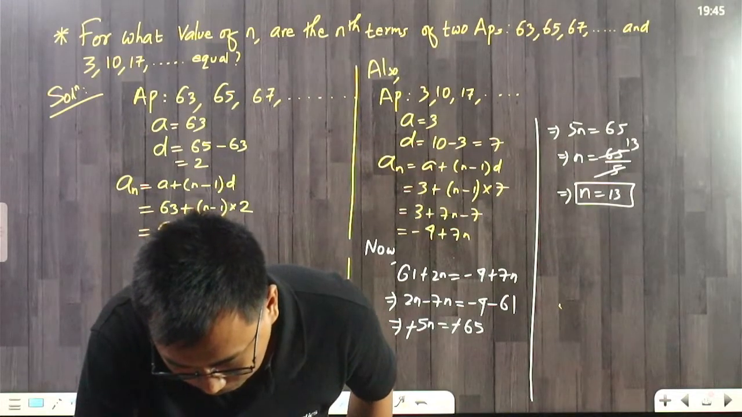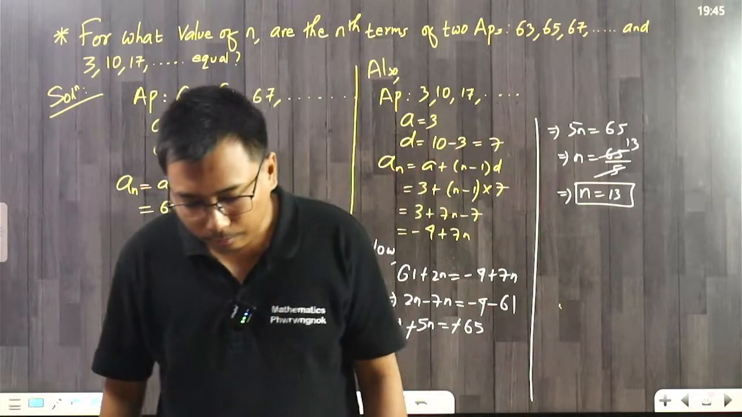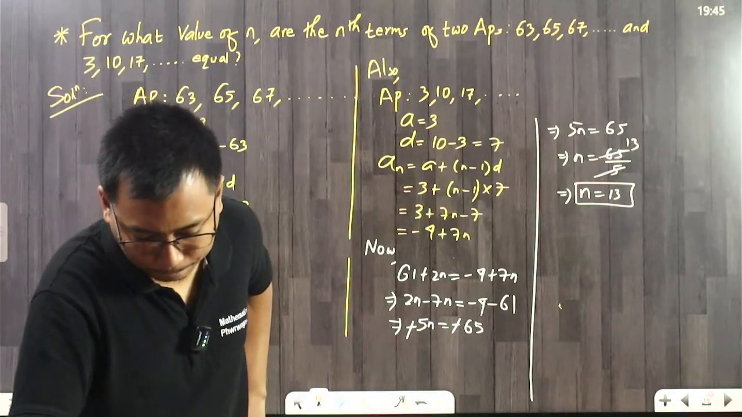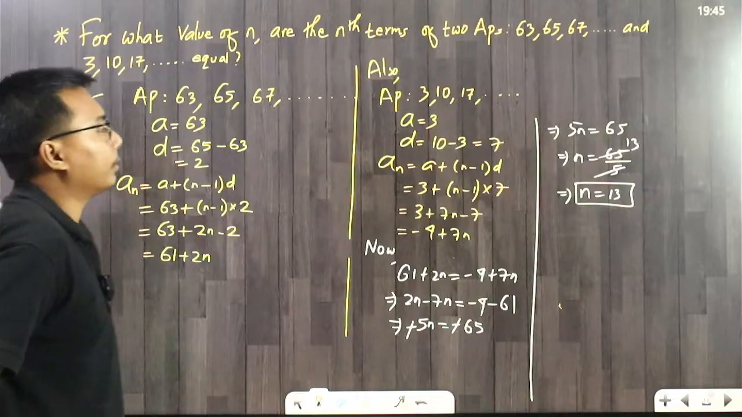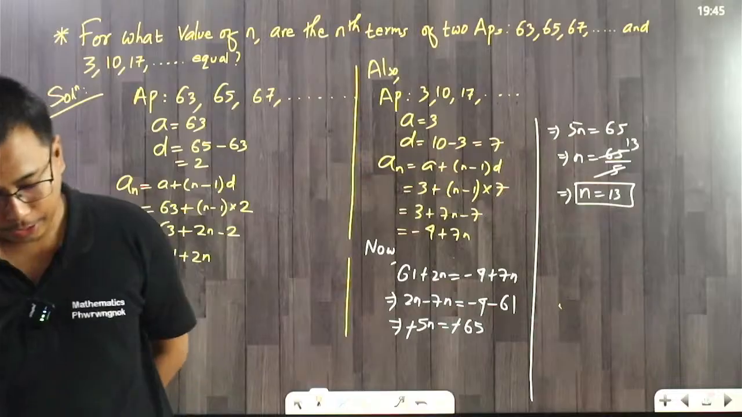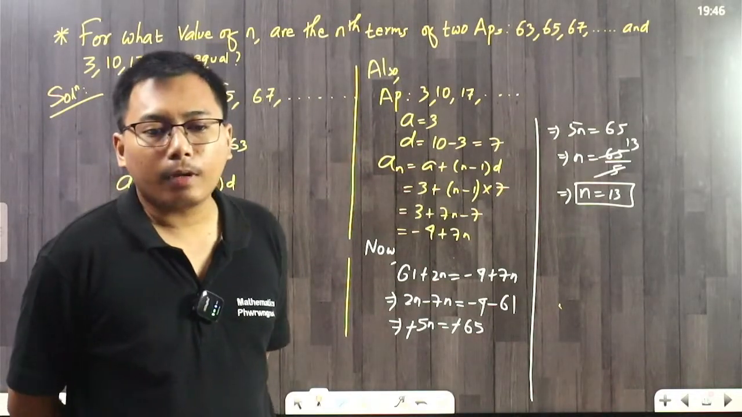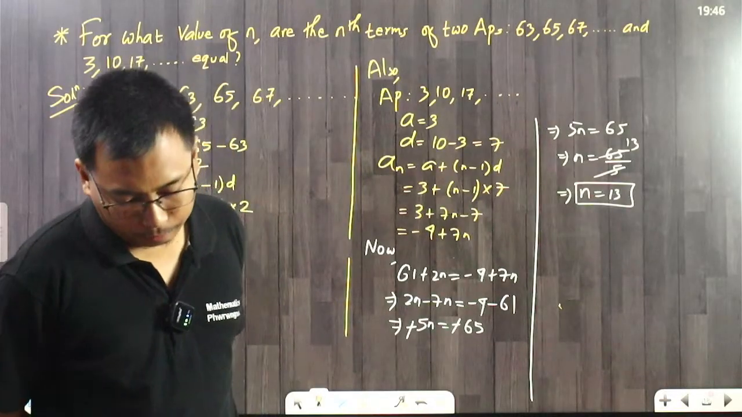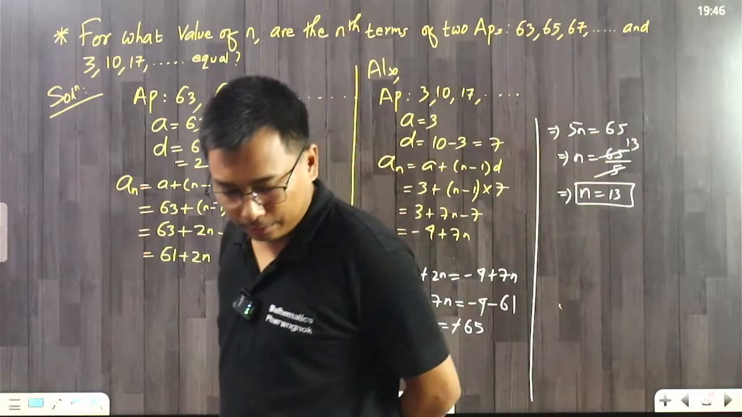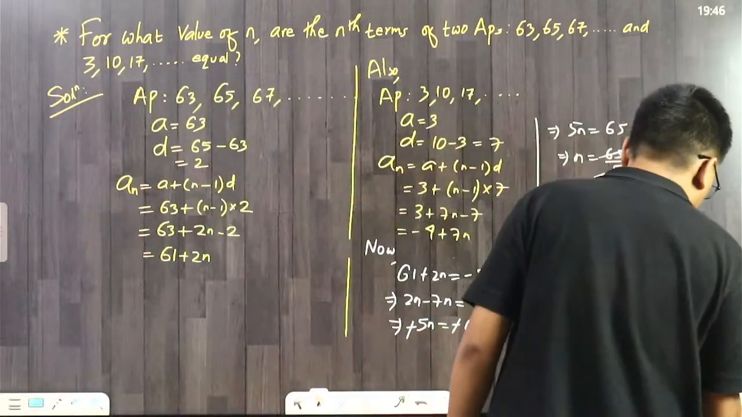Two APs are equal at the 13th term. Yes, in the 13th term these two APs will be equal. I hope it's clear. Shall we move towards the next question? Yes, okay, let's proceed towards our next question.